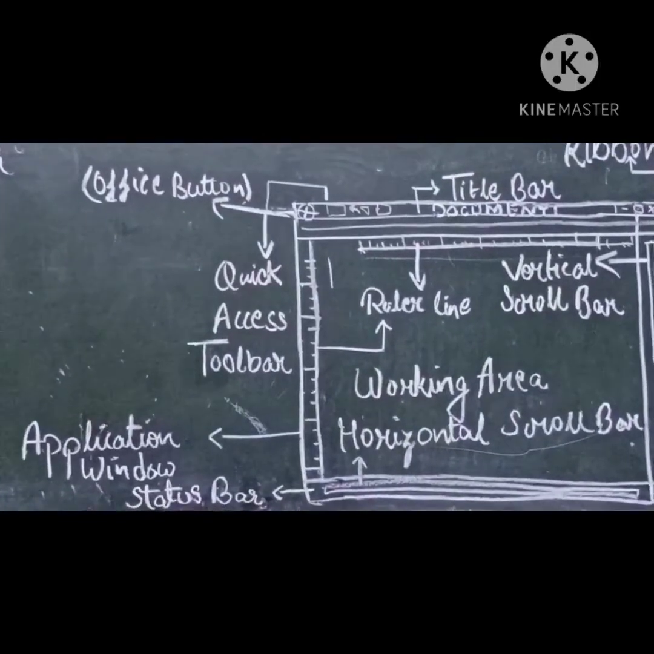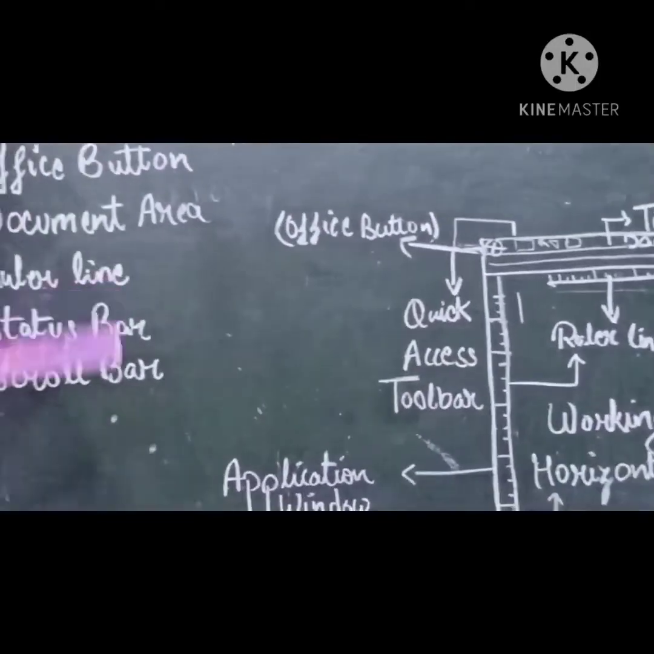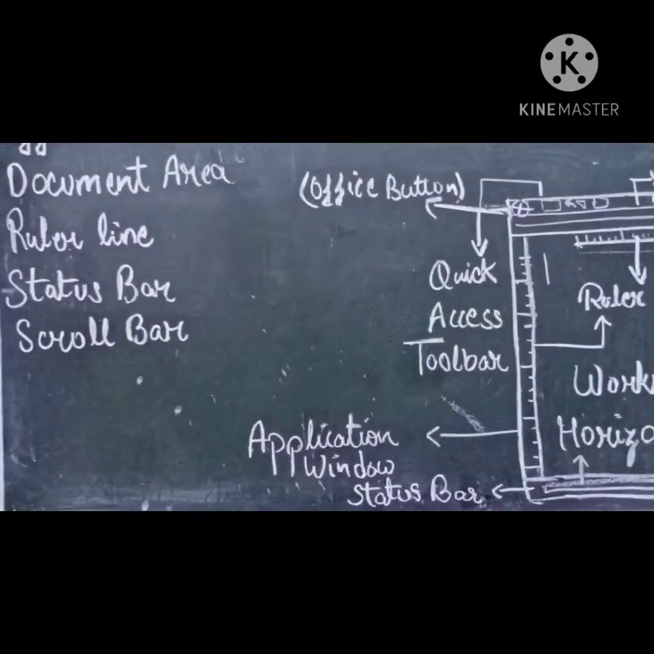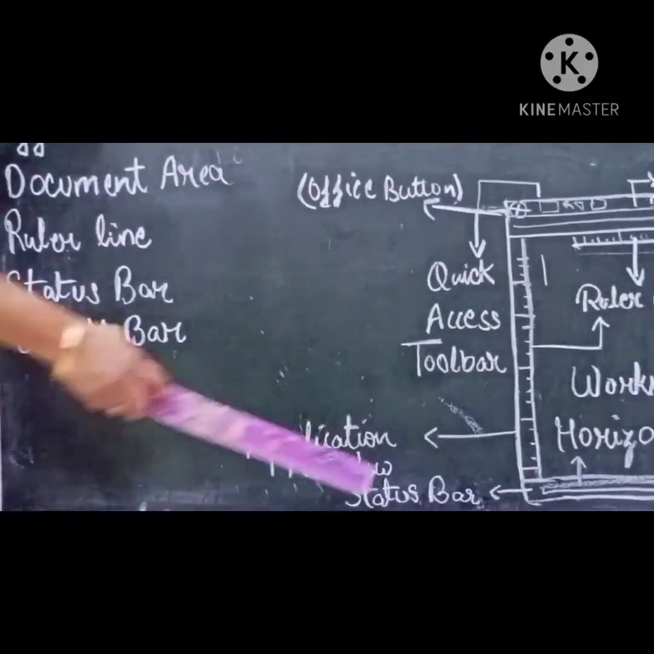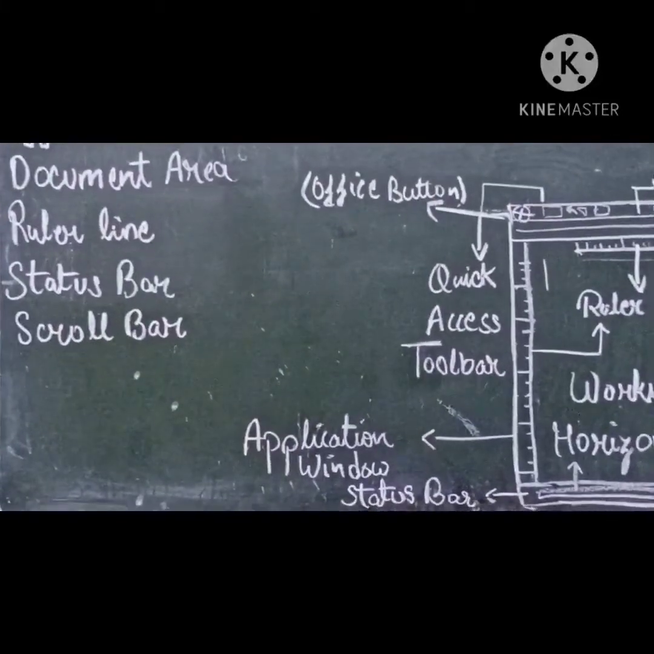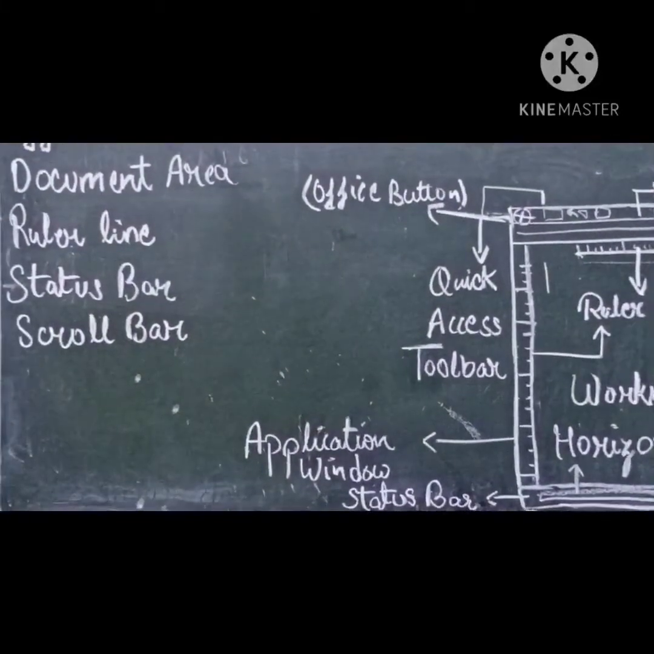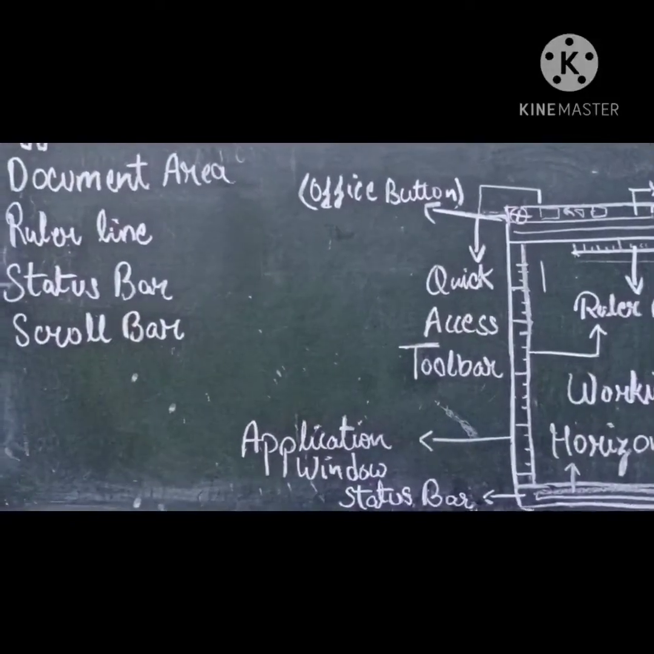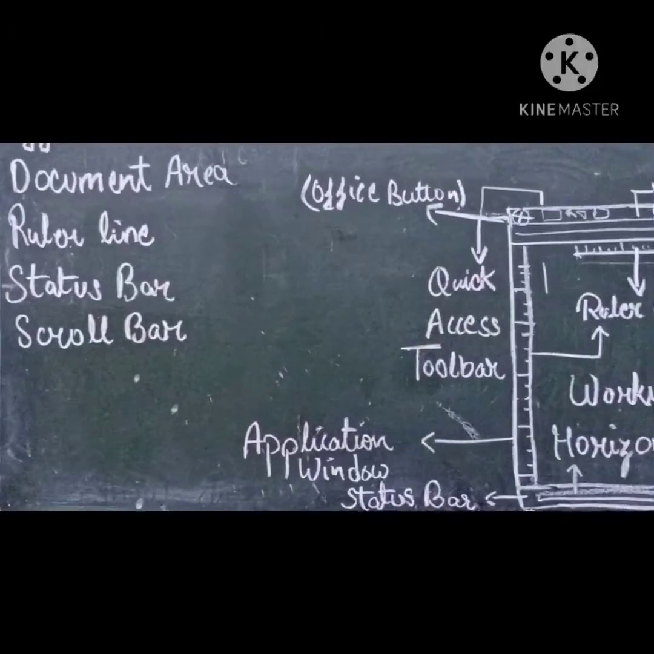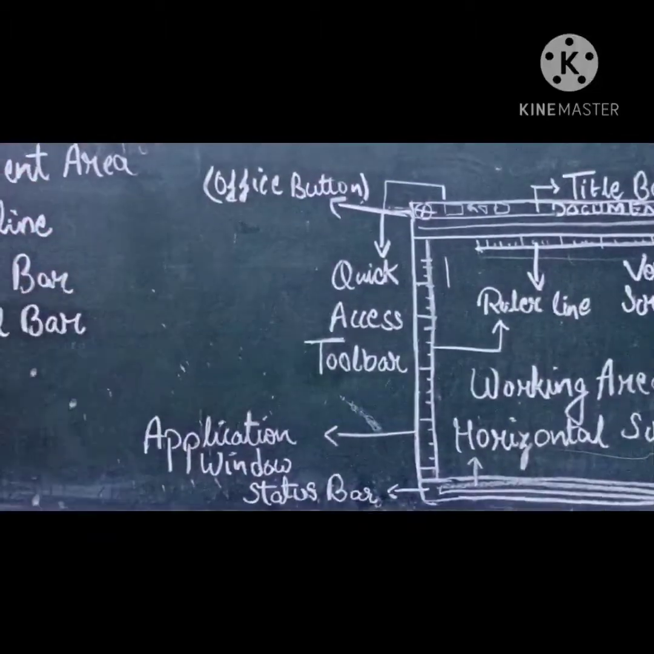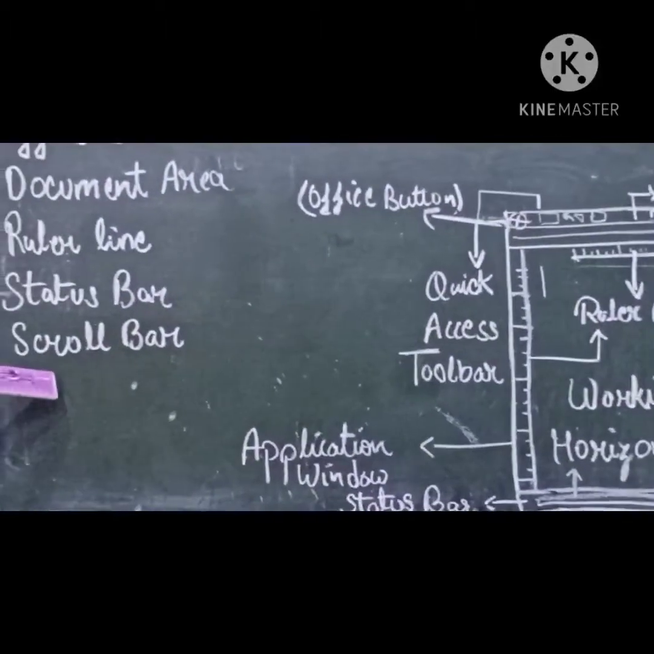Next is, children, status bar. Children, the status bar is at the bottom of the document area. Children, it displays the page number, number of words, zoom option, etc. Look here, children.